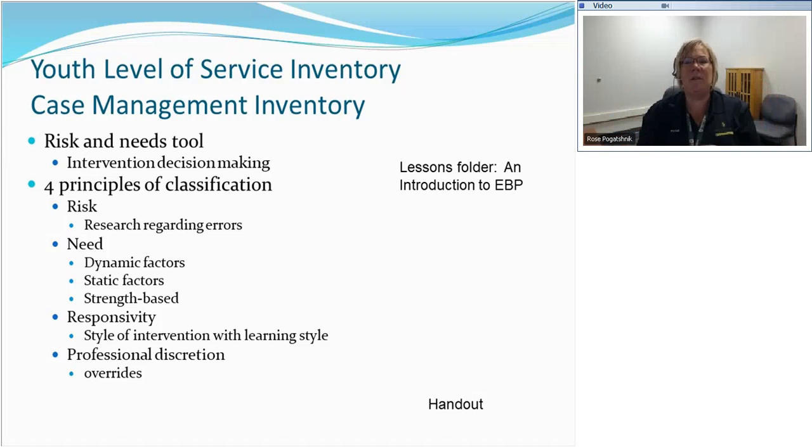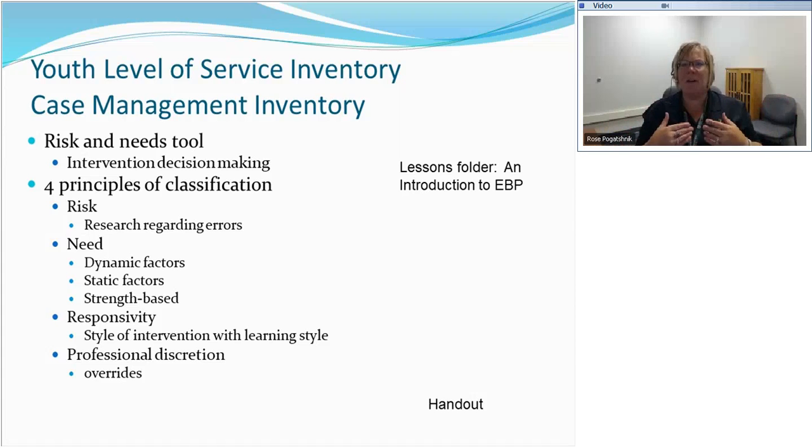We also need to be responsive. Responsivity is basically taking into consideration and building our plan to help this kid based on their learning style. If a child does have a learning disability, how can we create a plan that's going to take that into consideration, in that our intervention needs to be based on how that child best learns.